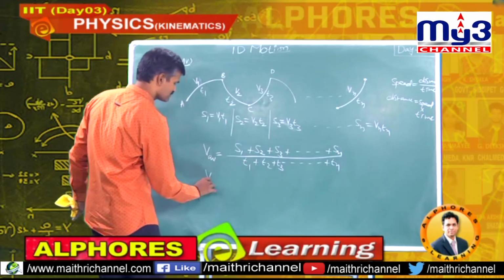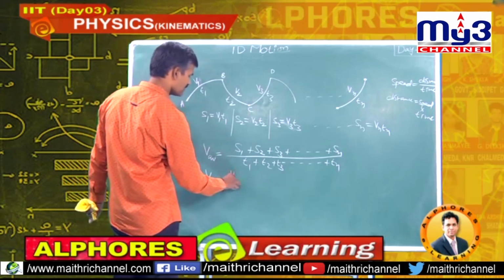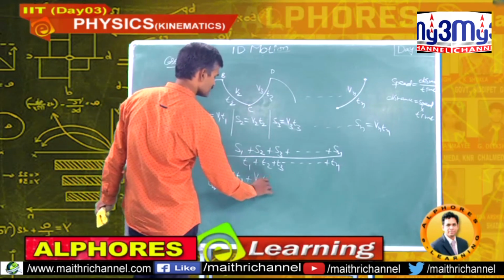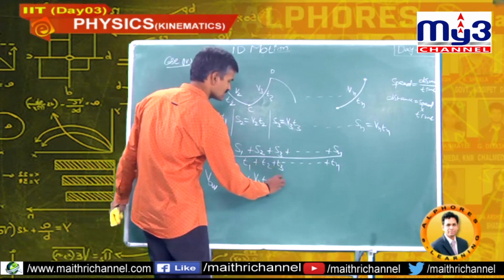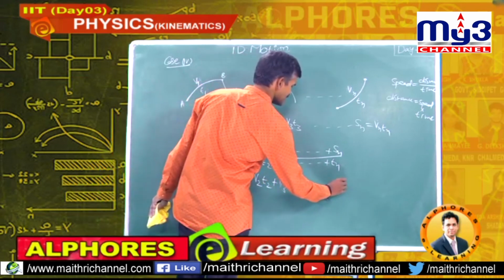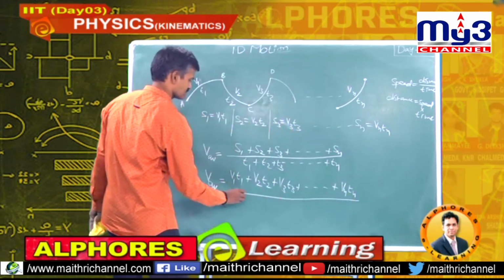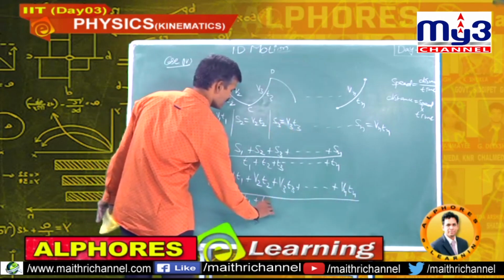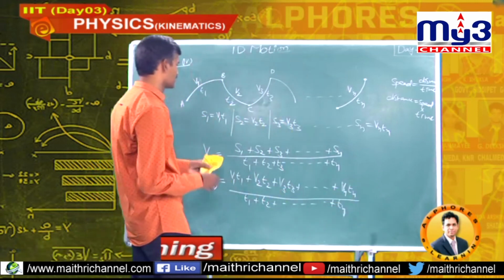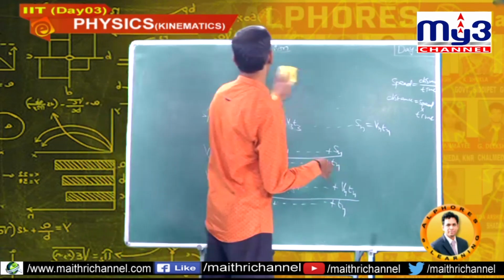So, our average speed is (S1 = V1 T1 plus S2 = V2 T2 plus S3 = V3 T3 and so on, plus Sn = Vn Tn) divided by (T1 plus T2 plus and so on plus Tn). Okay. Now, I am considering one more case.